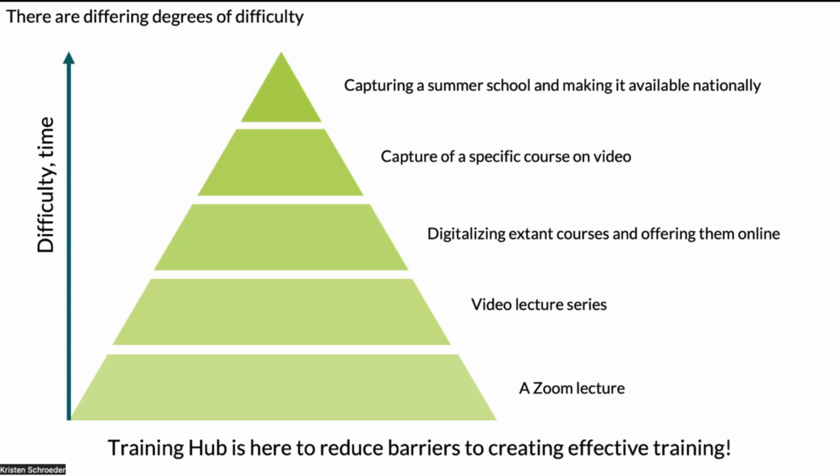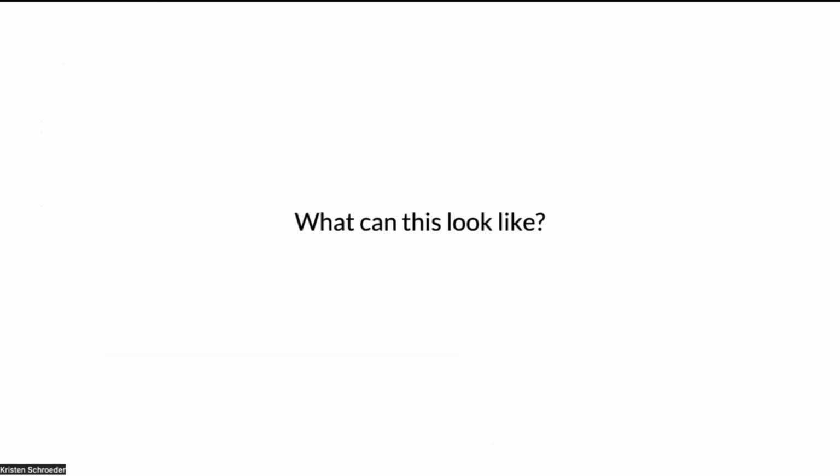The purpose of the Training Hub is to reduce the barriers that are present to creating effective training. So with all of these different things, we're able to support and give you information and offer our expertise to help make it an easier process and help make things effective. So what can this look like?